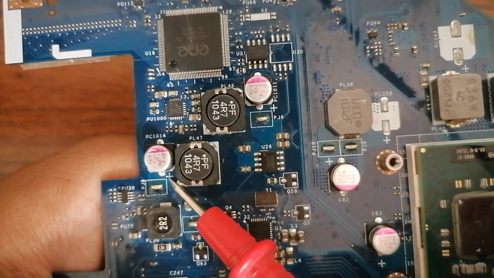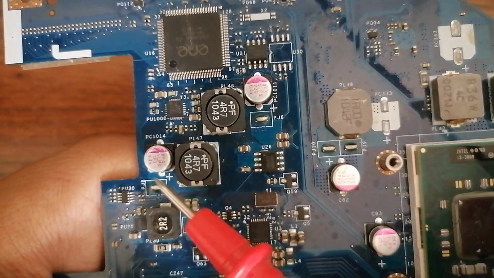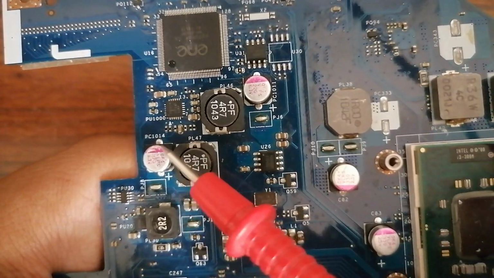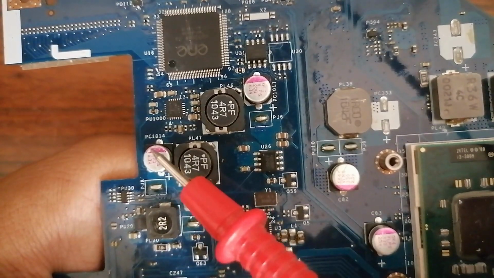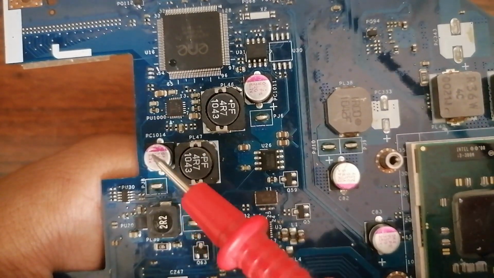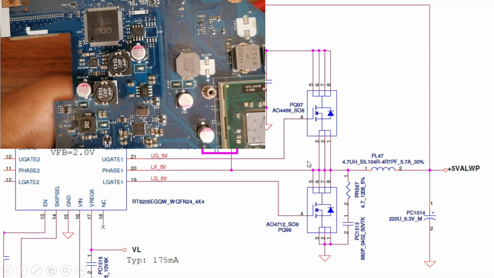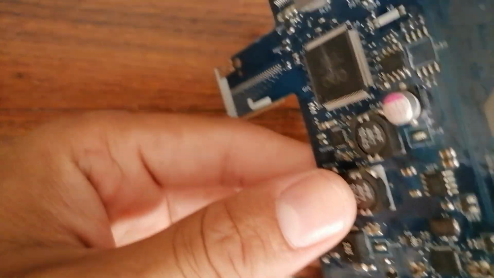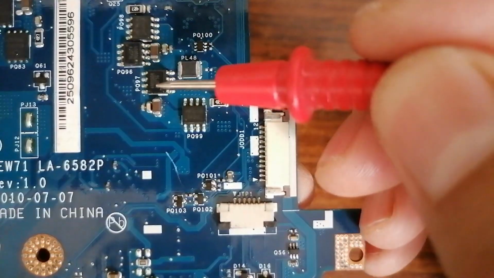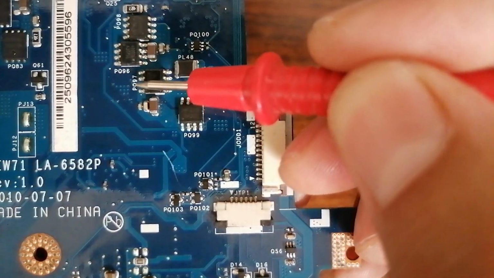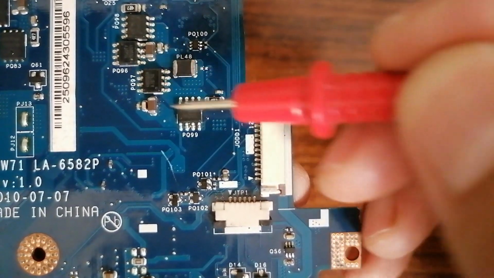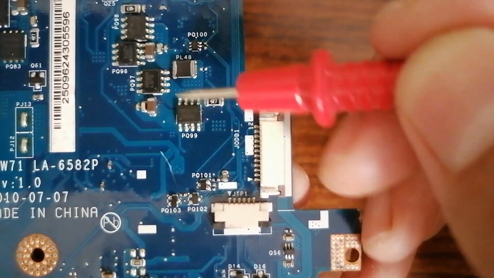Here basically we have plus, as you can see here, and we have minus. This mark refers to minus, plus and minus. Now let's see these two MOSFETs, PQ97 and PQ99. Let's see the back of the motherboard. Here we have PQ97 and over here we have PQ99.